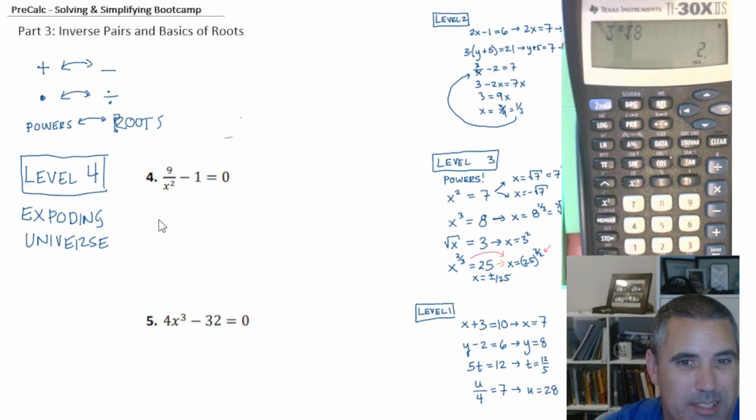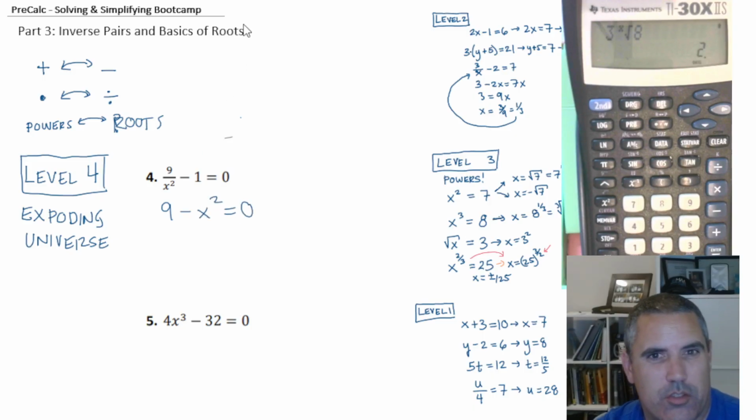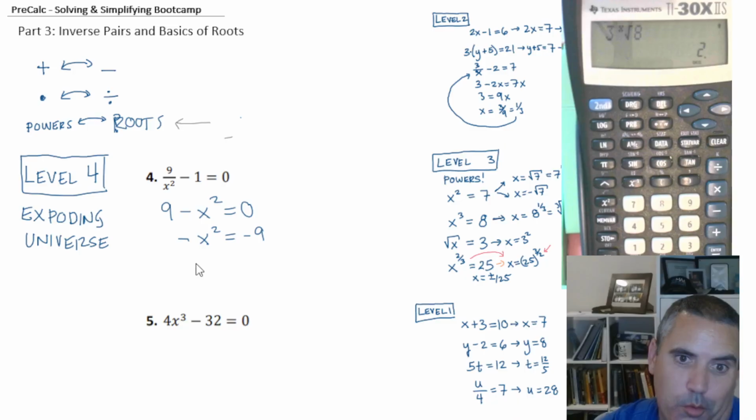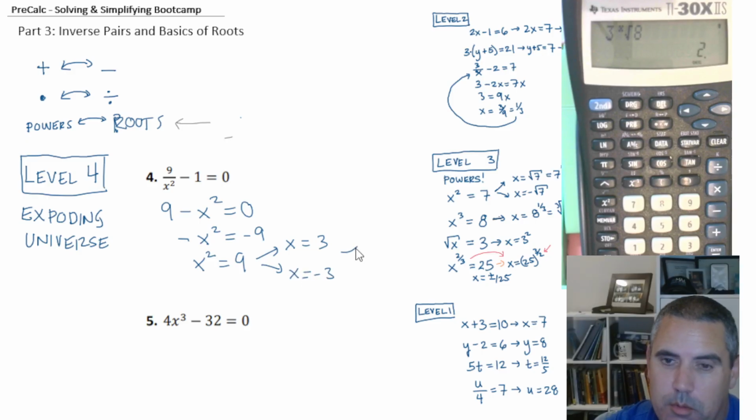So just like before, we're going to simplify our fractions, multiply everything by the denominator. That's going to make this 9 minus x squared equals 0. And then we're going to start doing our inverses to try to get the x squared by itself. So the idea with powers and roots is that's kind of the last thing you're going to do. You try to isolate that and then do it. So we can subtract 9 from both sides. We can divide or multiply by -1. Then we have an even root. And there's two answers. There's the positive square root, which is 3, or the negative square root. And at any time, you can go back to the beginning and make sure your numbers work.